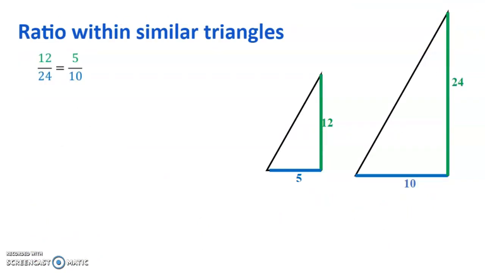Okay, so now we're going to move on to yet a different topic. It's called ratio within similar triangles. So up to now, what have you been doing when you're told that these two triangles are similar? We've been setting up the equation as 12 divided by 24 is equal to 5 divided by 10. We're matching up the corresponding sides of each of the triangles, right?